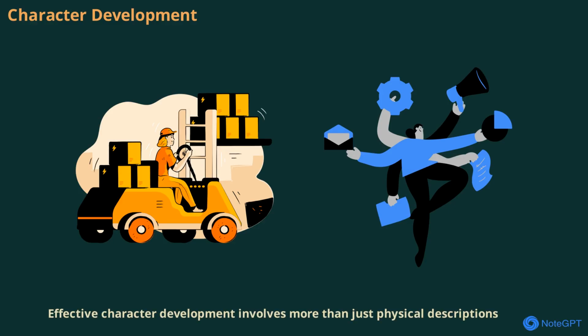Effective character development involves more than just physical descriptions. Show how your characters think, feel, and grow throughout the story. Use dialogue, actions, and inner thoughts to reveal their personalities and motivations. By allowing characters to evolve in response to events, you create a dynamic and engaging narrative that keeps readers invested.